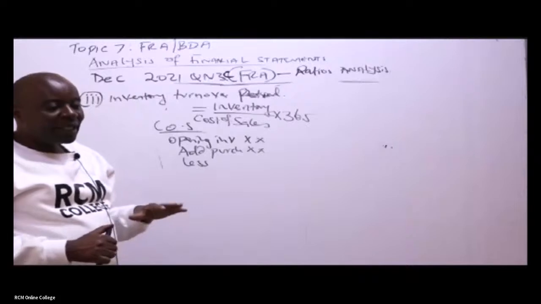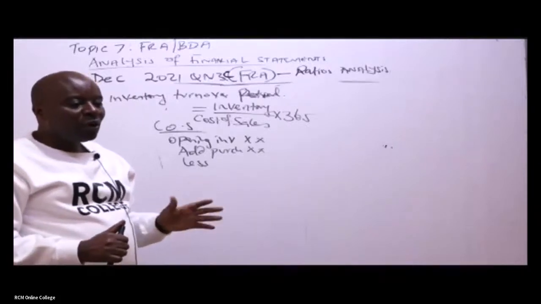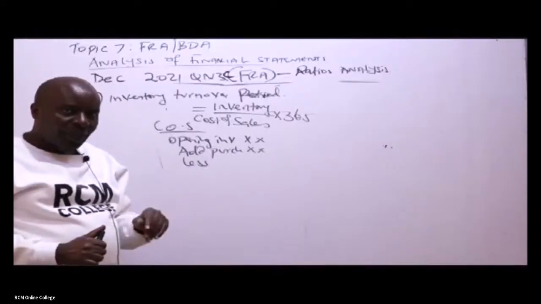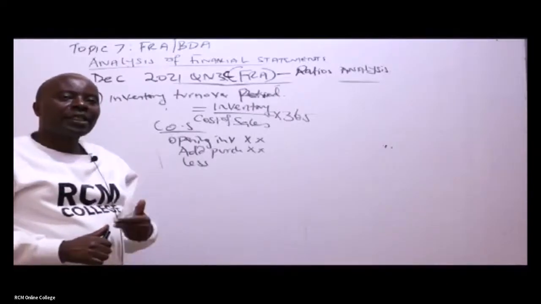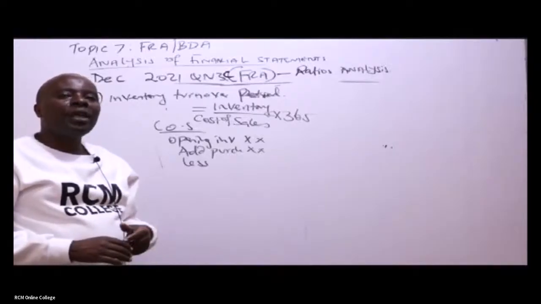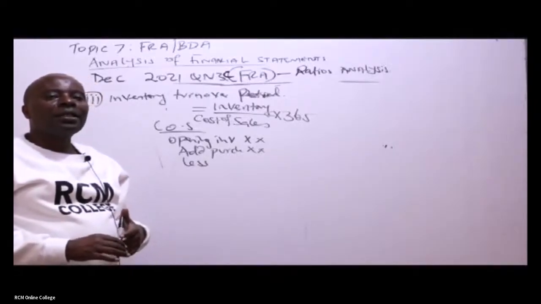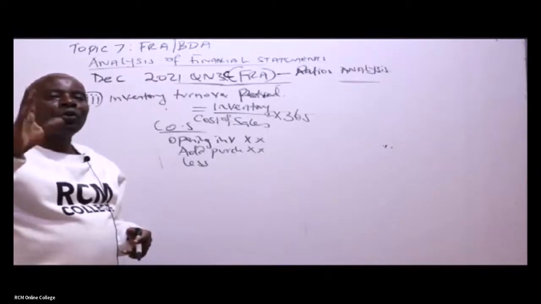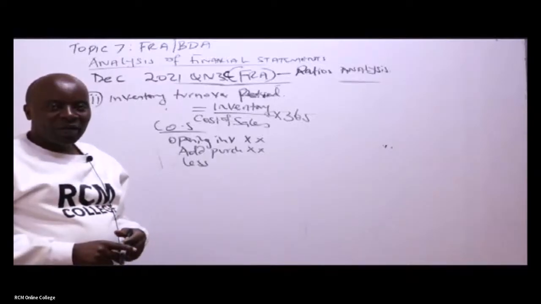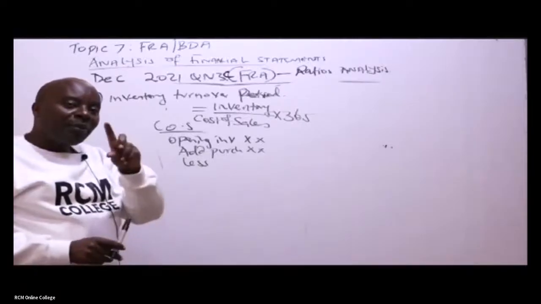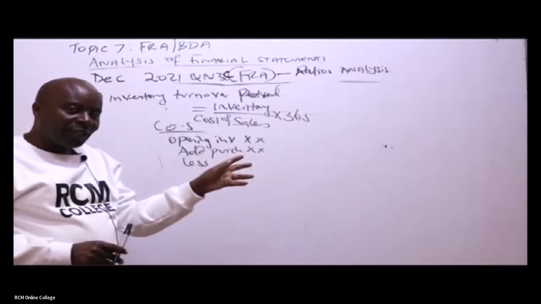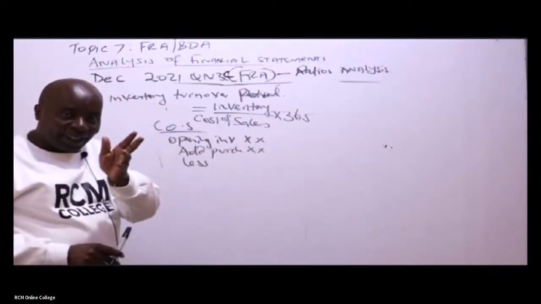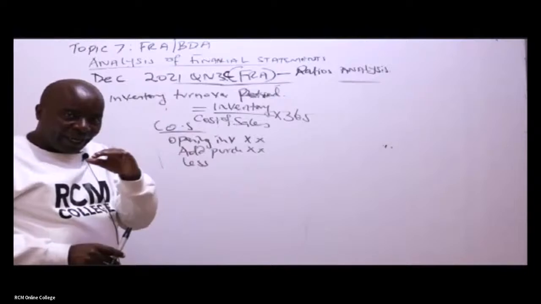A good student there is asking whether we consider what we call average inventory. Good question. As you progress, you reach a level where they tell you to calculate the inventory turnover period for 2021. In that case, I will look at the average: the opening inventory and the closing inventory, then we add the two and divide by 2.